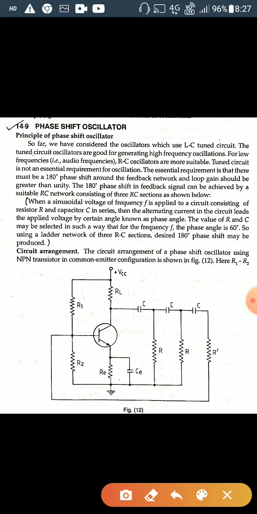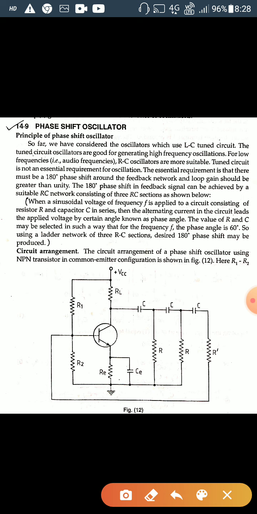In the RC oscillator, R and C are used for generating the phase shift, and the total phase shift in this case will be 180 degrees. Why? Because the transistor itself provides a phase shift of 180 degrees. For the oscillator, we have to obtain a 360-degree or 0-degree phase shift.